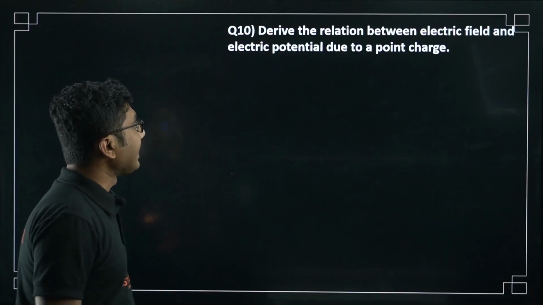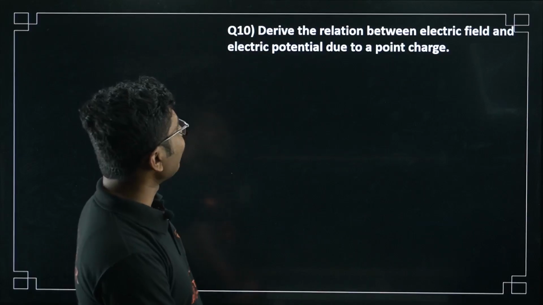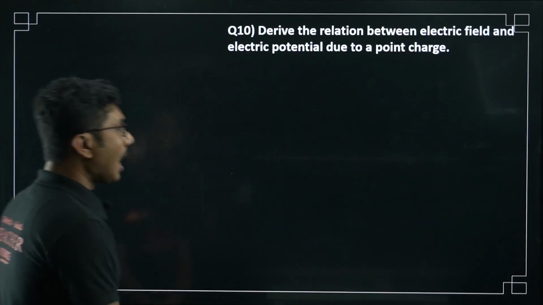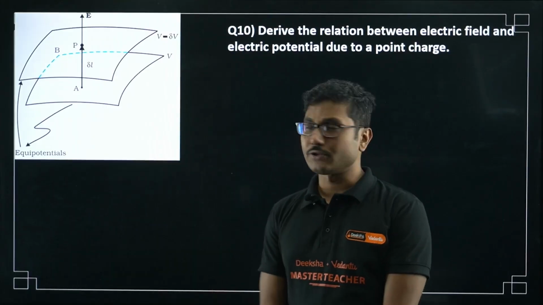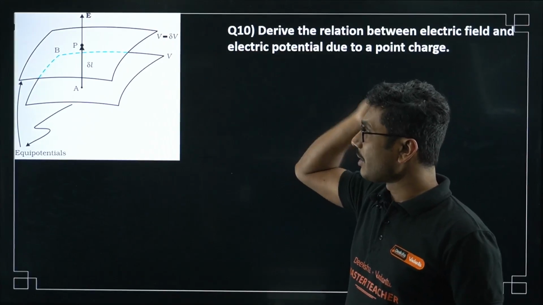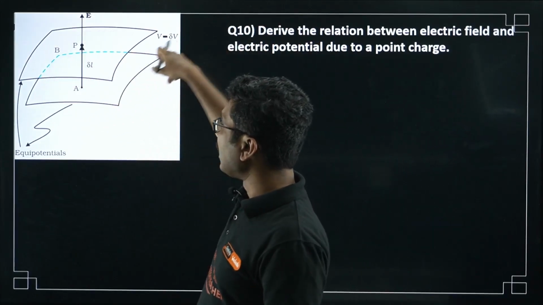Okay, now derive the relationship between electric field and electric potential due to a point charge. Very common question. So first you have to draw this diagram where you have to show this thing.